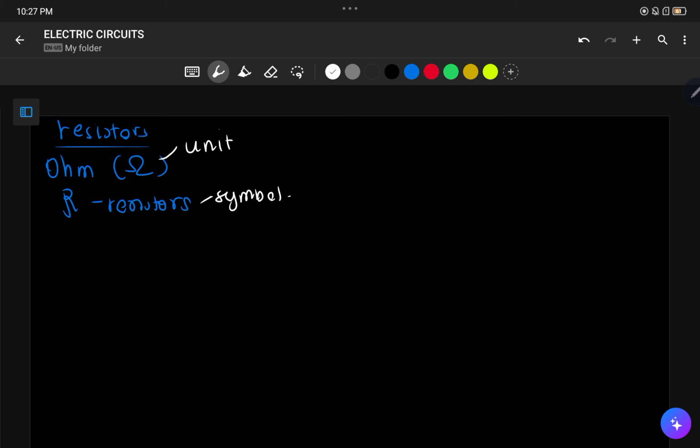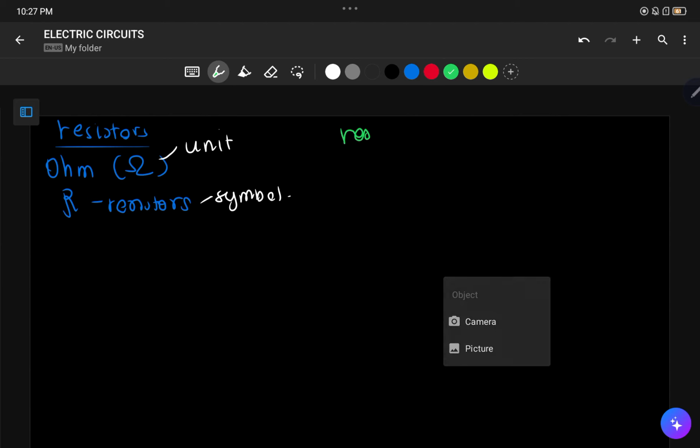Very fair. So I said you can have resistors in parallel and resistors in series. The first one is resistors in series. So what do they mean when resistors are in series? When they say that resistors are in series, they mean they are following one another.